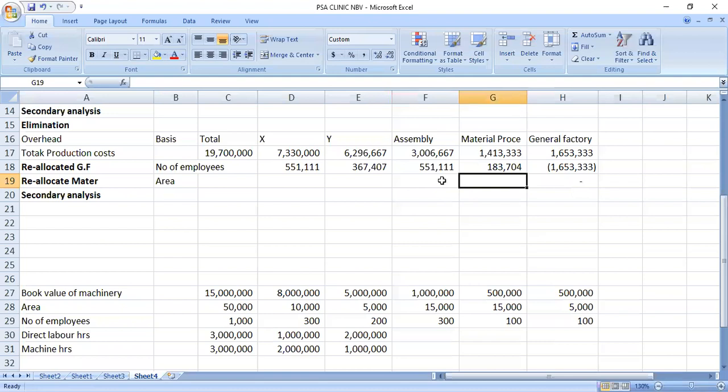So let me continue what I was saying. So we're saying assembly would be bigger in this case, assuming it was a service center. Okay. This property tax by plant machinery.